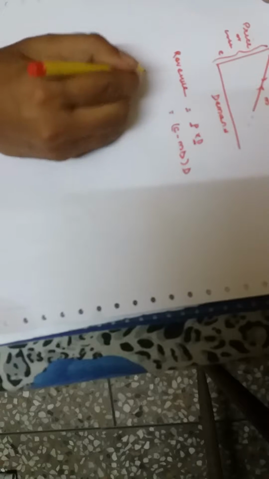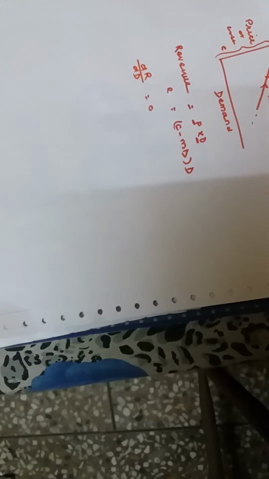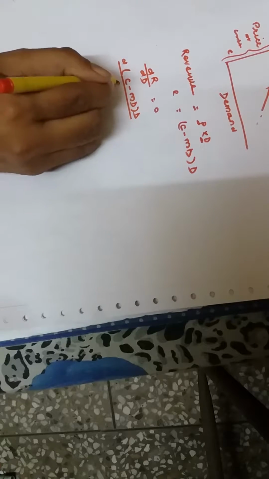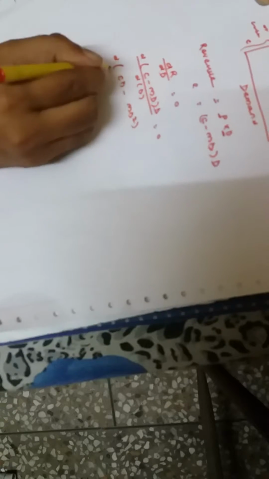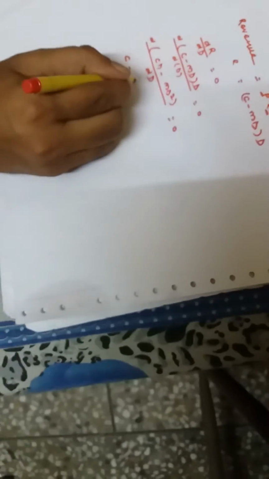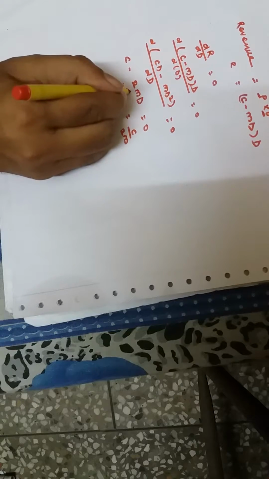If we want to know the demand at which the revenue is maximum, I apply the differentiation rule. dR upon dD is equal to 0. Revenue is equal to (C minus MD) into D, which is CD minus MD square. Differentiating, it is equal to 0. Then this differentiation is C minus 2MD is equal to 0. Then demand is equal to C by 2M. This is the demand at which the maximum revenue may occur.